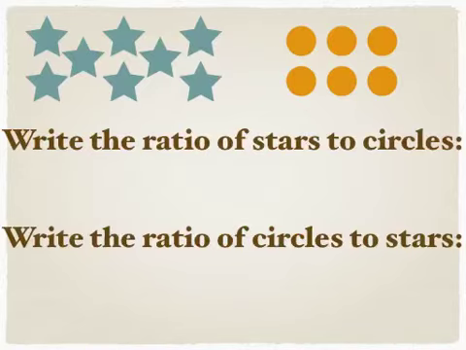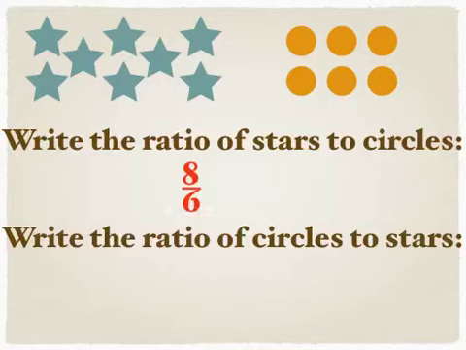In ratios, order does matter. So the first question asked me to write the ratio of stars to circles, meaning the number of stars should come first, and we're comparing it to the number of circles, which should come second. So if you count the number of stars and the number of circles, when we're writing a ratio of stars to circles, it would be 8 to 6, or 8 over 6.